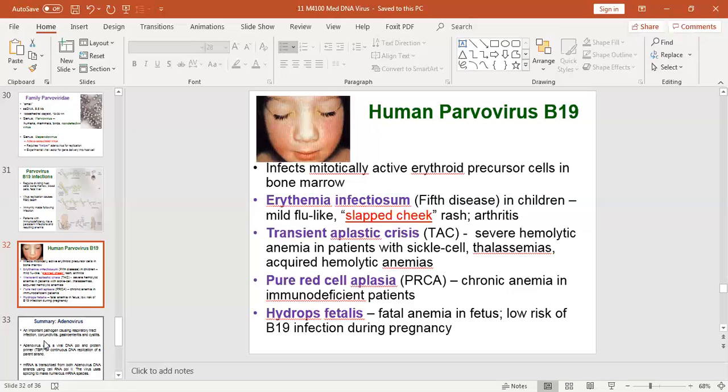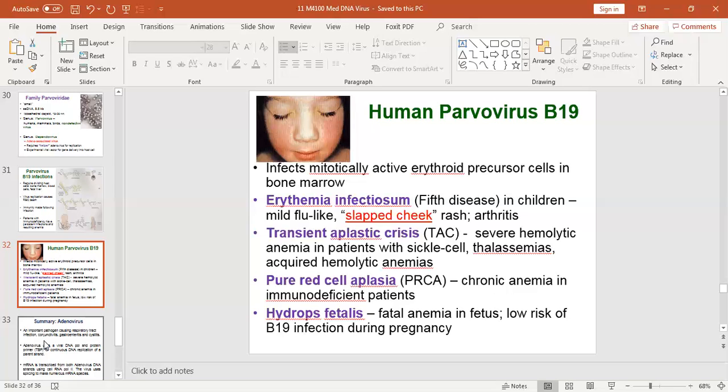The diseases that are caused by human parvovirus B19 are erythema infectiosum, or fifth disease, that we usually see in children. Children will present mild flu-like symptoms. They have arthritis and they have rashes on their cheeks. So it's also called slapped cheek. It's like somebody has slapped these children in the face.